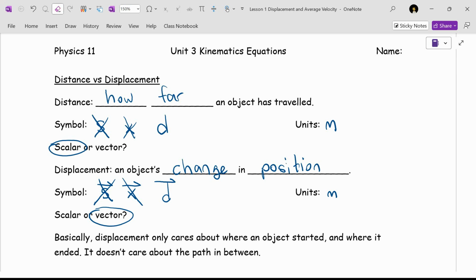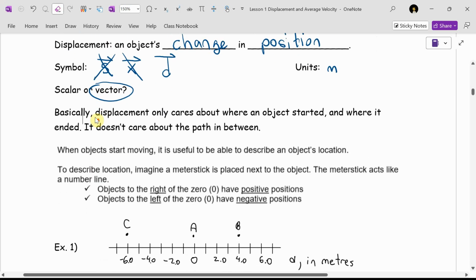Cars measure distance, not displacement. Yeah. Well, in fact, we would have to be careful if you're talking about any race where they start and end at the same place. We would say they've traveled a distance, but their displacement would be 0 because they ended up back where they started from. So displacement only cares about where an object starts and where it finishes. Change in position. It does not care about the path in between.